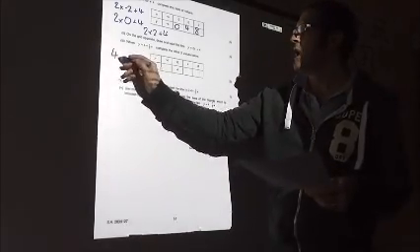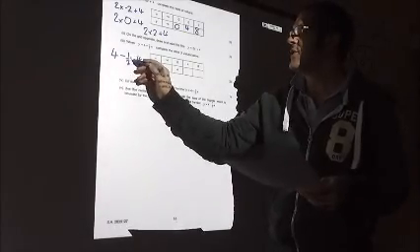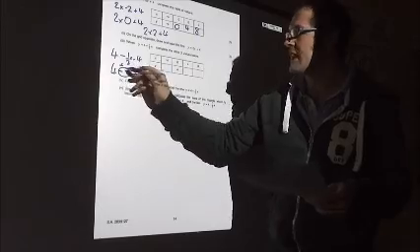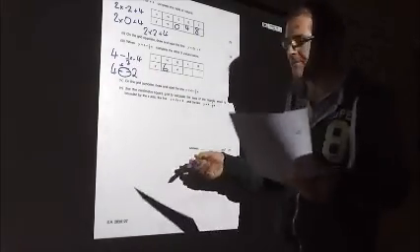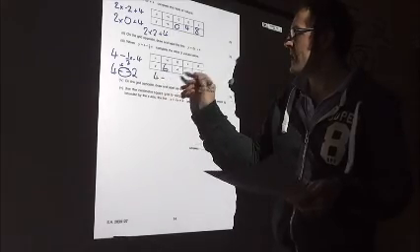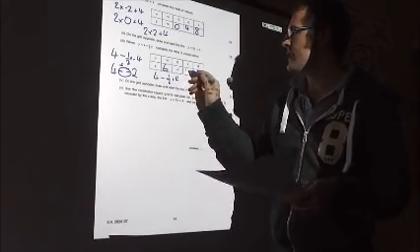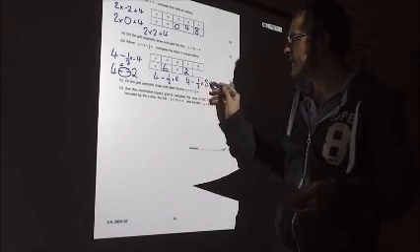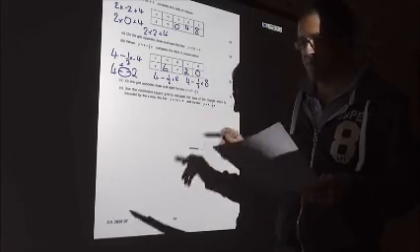The next one, we've got 4 minus half of negative 4. Half of negative 4 is negative 2. So 4 minus negative 2 is 4 plus 2. So it's 6. Don't forget your rules for negatives there. 4 minus half of 4. Half of 4 is 2. 4 minus 2 is 2. And then the last one, 4 minus half of 8. Half of 8 is 4. 4 minus 4 is 0.